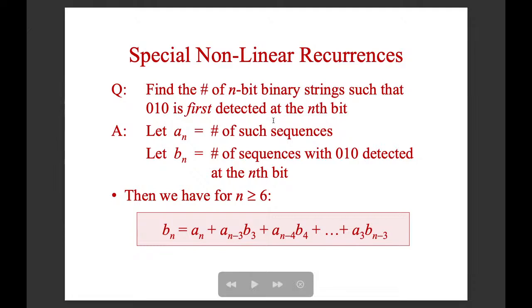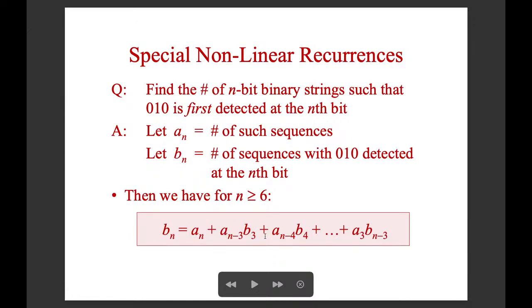Okay, so here we let a_n be the number of such sequences, and b_n be the same as what we have defined before. In this case, we can establish the recurrence relationship for b_n. Now this time we have a_n plus, we have a big jump here. We don't have a_{n-1}, we don't have a_{n-2}, but we start with a_{n-3} b_3, and so on and so forth up to this one.